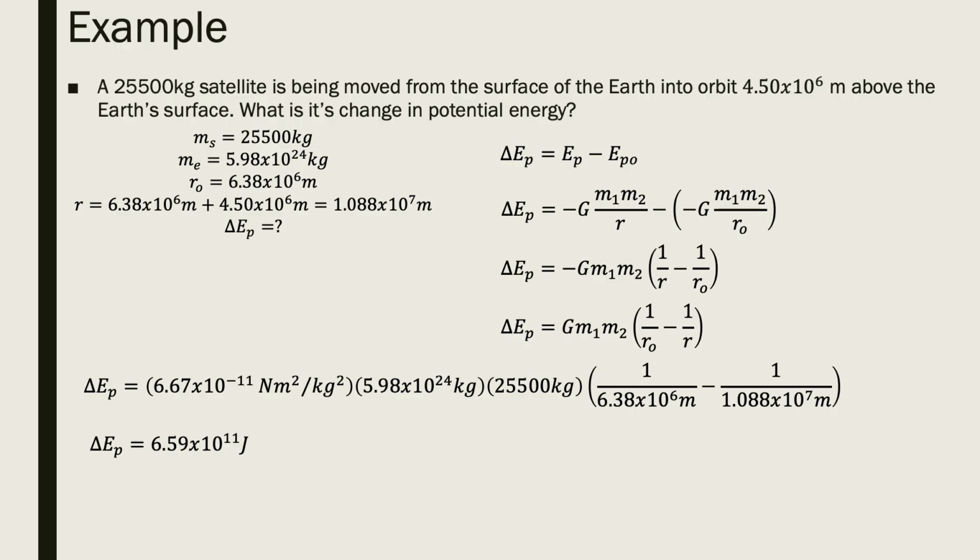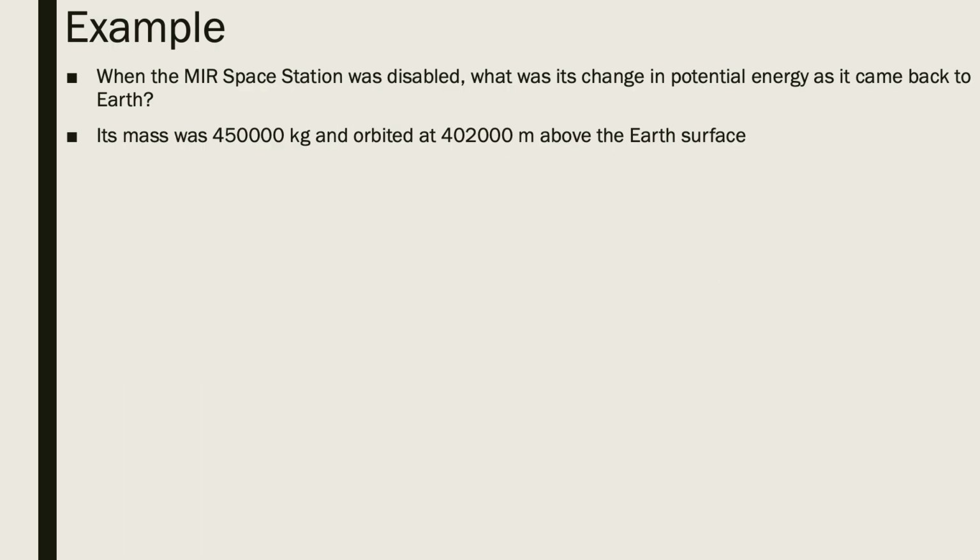Okay, next example. When the Mir space station was disabled, what was its change in potential energy as it came back to the Earth? It had a mass of 450,000 kilograms and orbited at 402,000 meters above the Earth's surface.